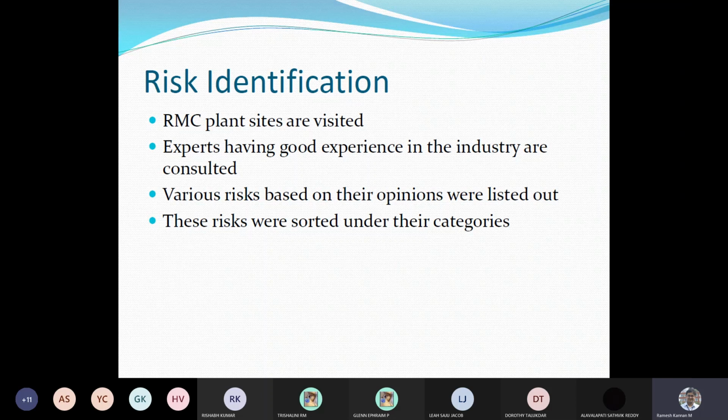No single solution can be given to all RMCs, because most of the RMCs are unique. So we need to fragment based on the size, as I told you, light, medium, heavy, and also the nature of operation, being manual or automated, right? So that's the risk identification.